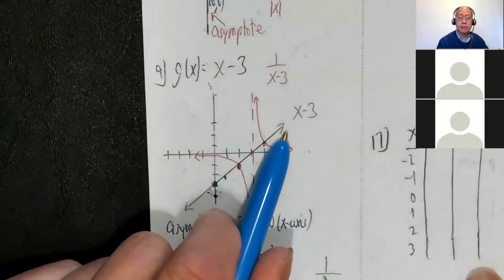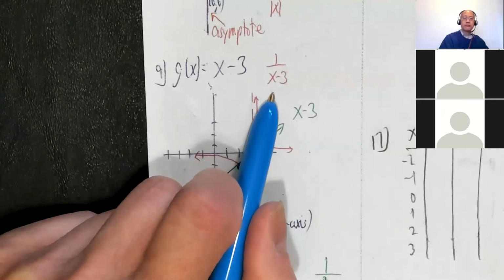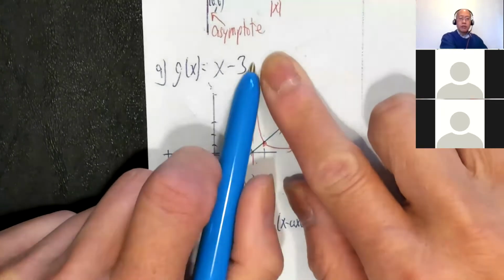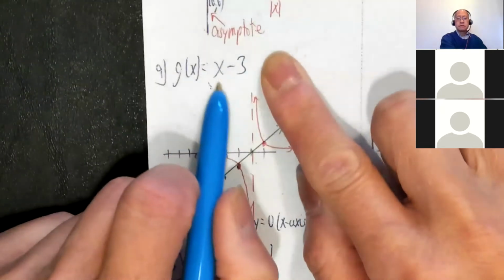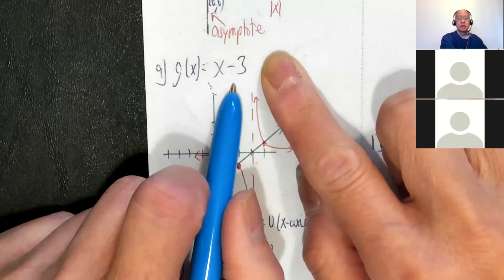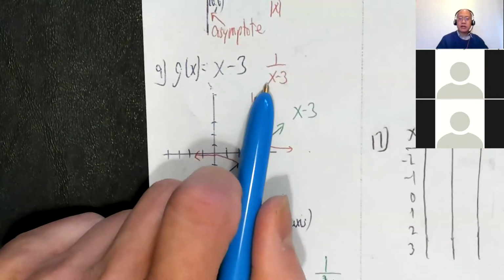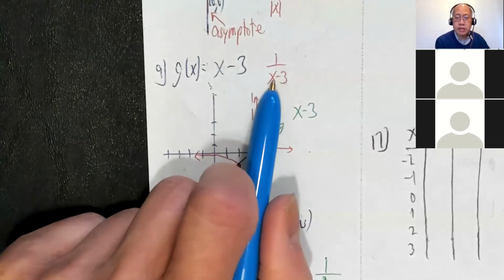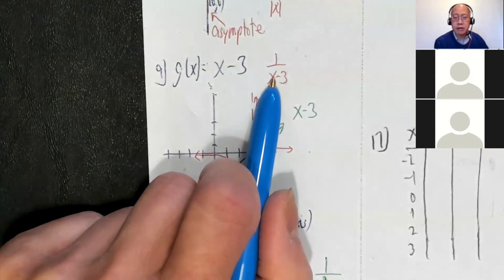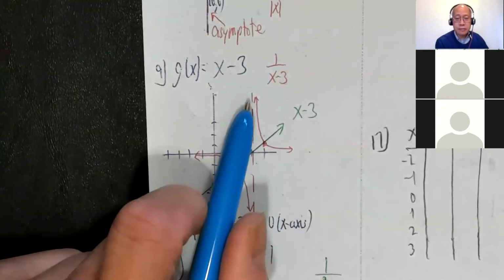So how do I graph the reciprocal? 1 over x minus 3. First I say, where is this equal to 0? 3. Which means for the reciprocal function, undefined. And you can tell that right here. If you put 3 minus 3, you get a 0 on the bottom, and that's a mathematical no-no. So x equals 3 becomes an asymptote.